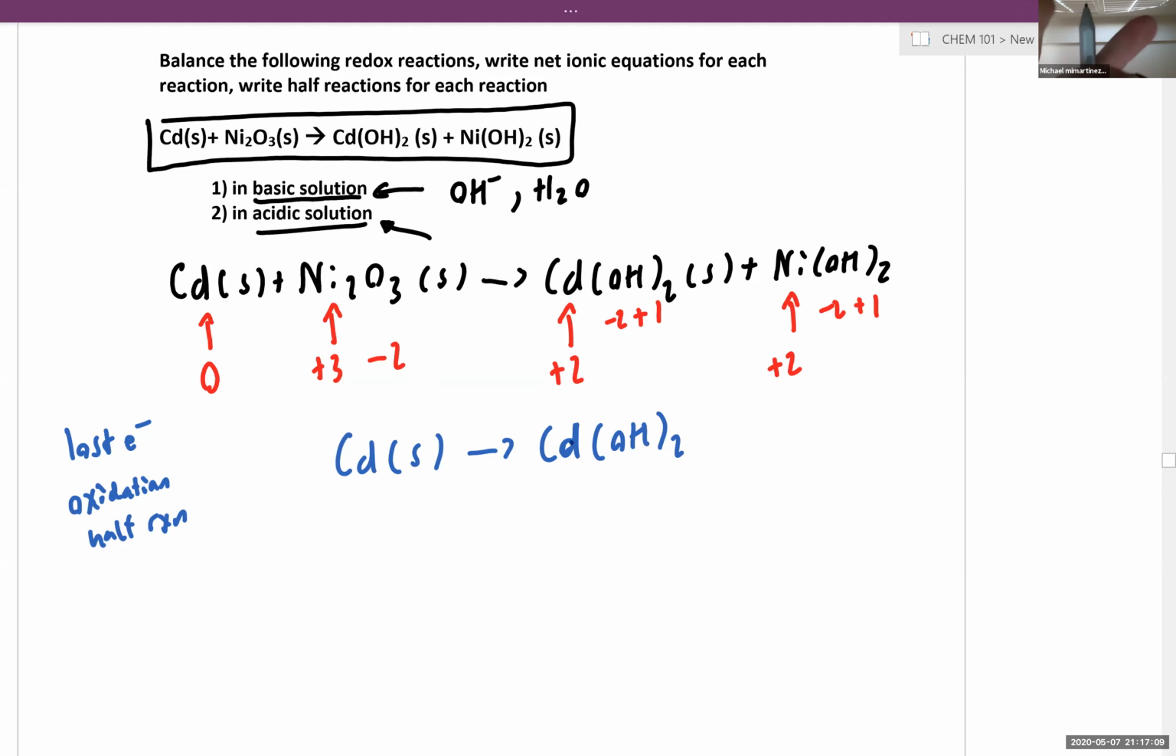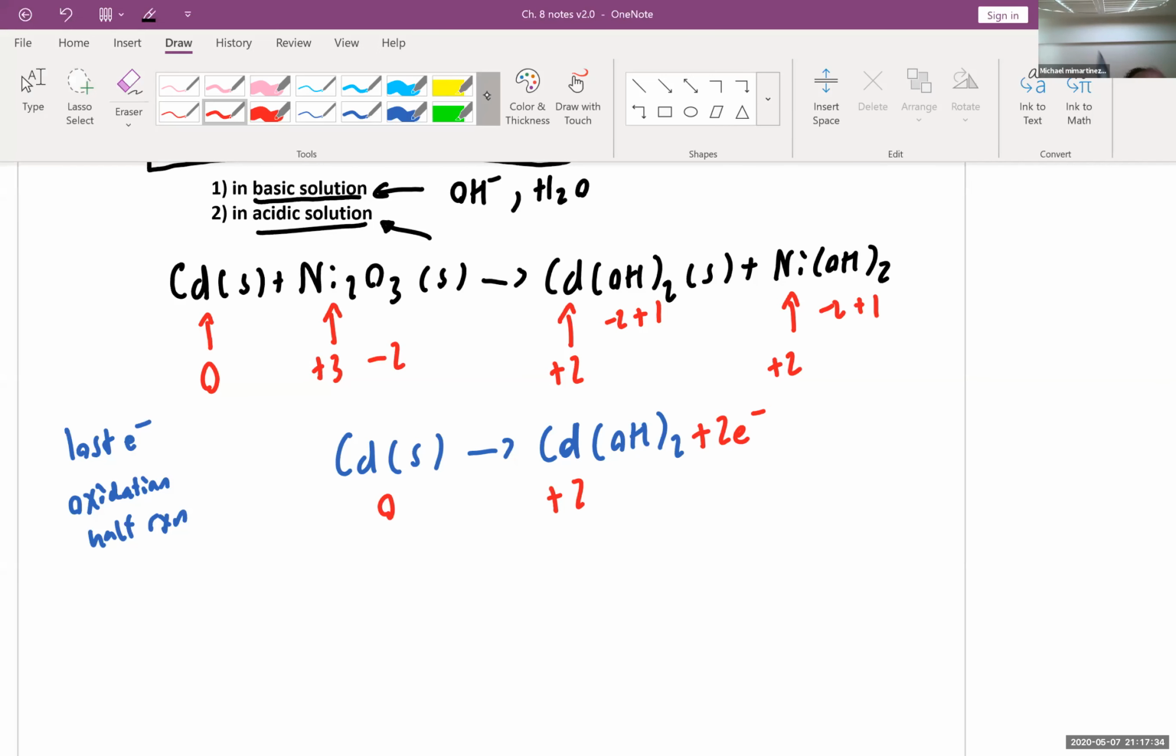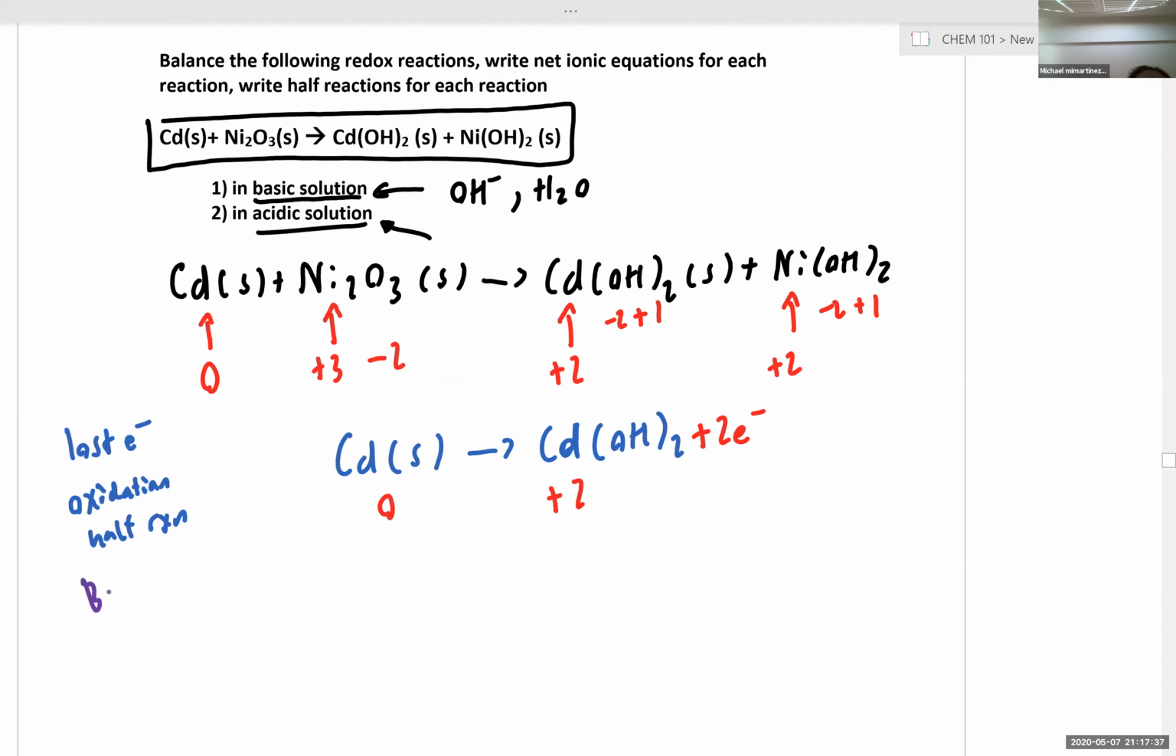And how many electrons were lost when we went from 0 to +2? 2. And where do we put those electrons, on the left or the right-hand side? Right, yep. Okay, now we need to balance oxygen and hydrogen, and we're going to balance oxygen under basic conditions. So what do we add if we want to balance oxygen under basic conditions?